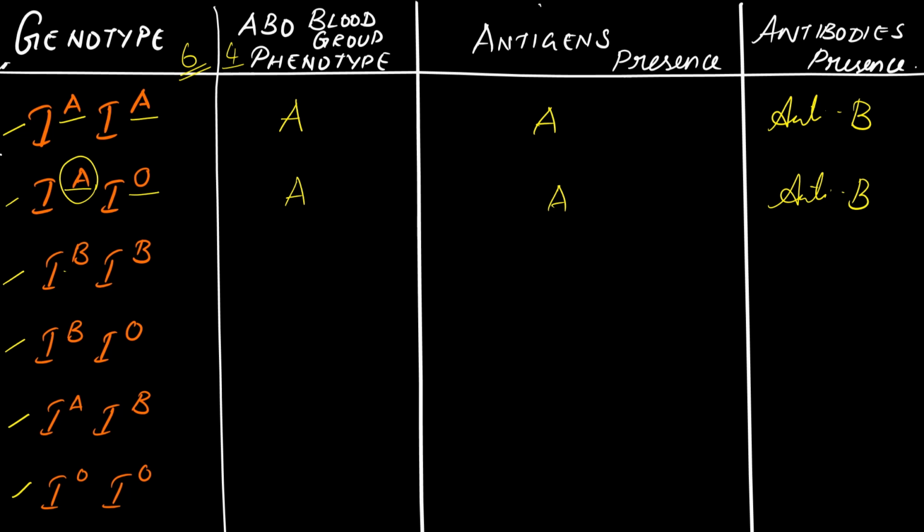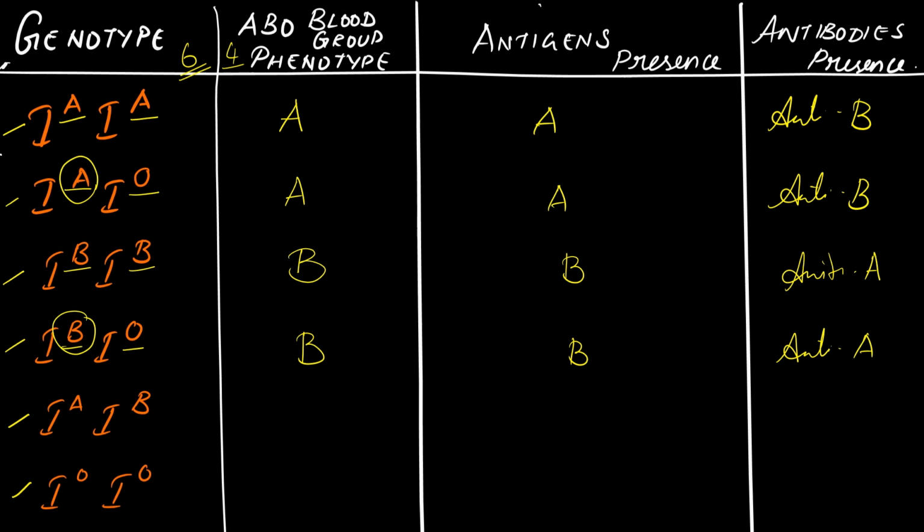Okay, and if a person is going to have IB and IB, both are similar and dominant, so definitely they are going to have B blood group only. What antigens will they have? B antigens. And what antibody will they have? Anti-A antibodies. Okay. Now, if a person is going to have IB and IO, again B is going to be the dominant, so the person is going to express the B blood group with B antigen in their RBC membrane and anti-A antibodies in their blood plasma.